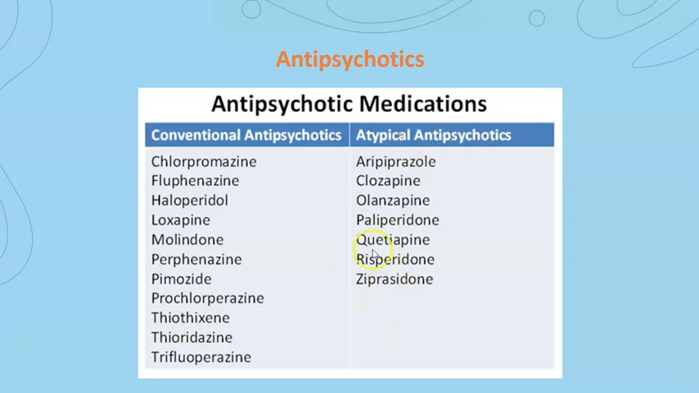Atypical antipsychotics are what we see a lot of: Abilify, clozapine or Clozaril, Zyprexa, I don't know what paliperidone is called, Quetiapine is Seroquel, Risperidone is Risperdal, and Ziprasidone is Geodon. So atypical are your second generation, and conventional are your first generation, also known as typical. Why they have so many names, I don't know.